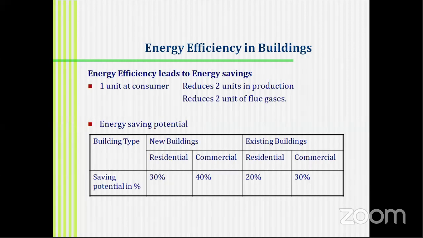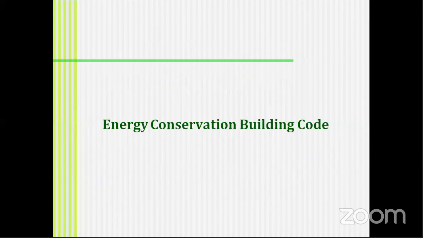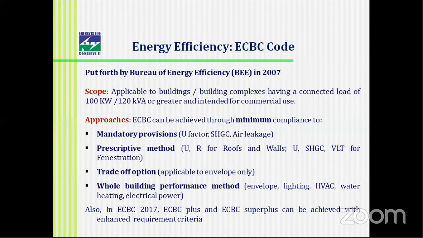And it has been identified that the maximum saving potential is in new buildings, commercial new buildings. Although there has been significant reduction even in residential existing buildings, where up to 20% you can make modifications and save energy consumption. So now I'll go into the details of the Energy Conservation Building Code and what the different requirements are, and how this can ensure the efficient performance of buildings.